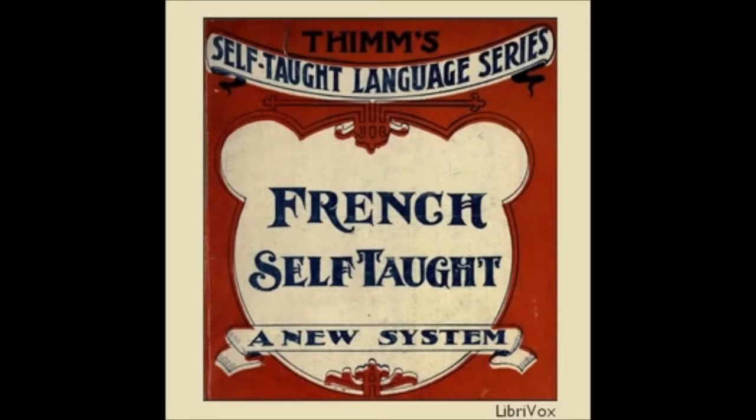Future anterior, I shall have received. J'aurai reçu. Tu auras reçu. Il aura reçu. Nous aurons reçu. Vous aurez reçu. Ils auront reçu.